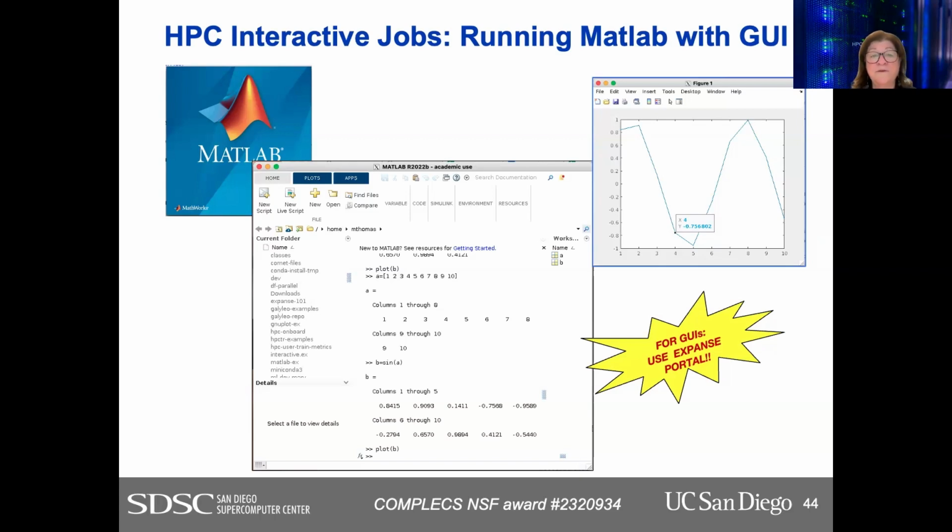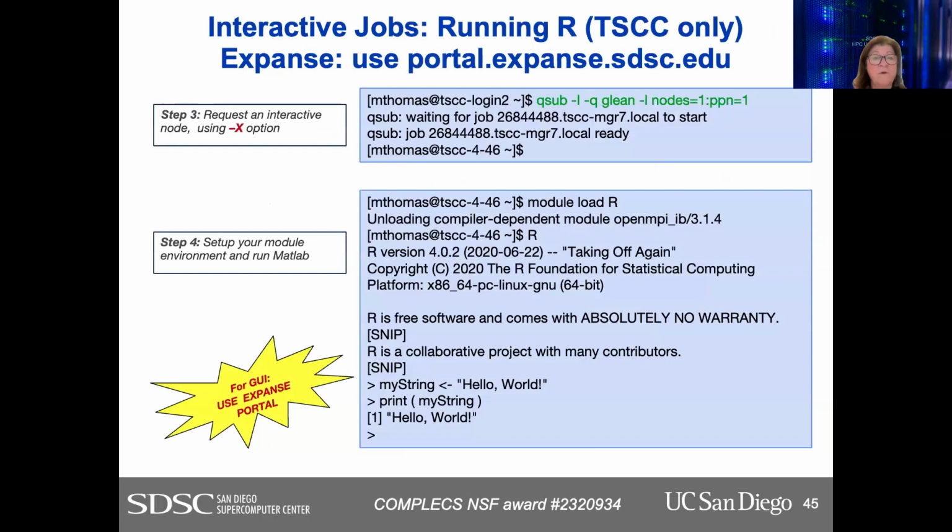Also from the portal, you can get a terminal. So it does quite a bit. You can run R from the command line, but only on the TSCC, the Triton Shared Compute Cluster. If you want to run R on Expanse, use the portal. This is just an example of how you would do it on the Triton Shared Computing Cluster, which is a hotel cluster for UCSD researchers that they all buy into and partially own and use and share. It's a great system too if you're part of UCSD. Okay, again, for the GUI, use the Expanse portal.